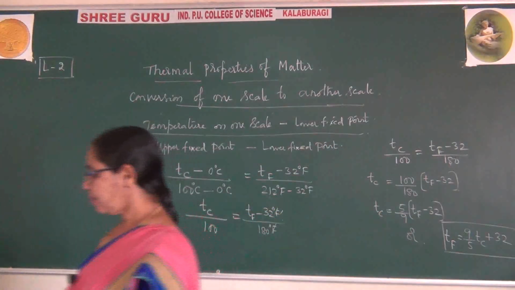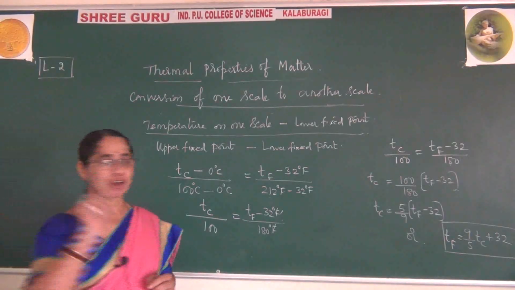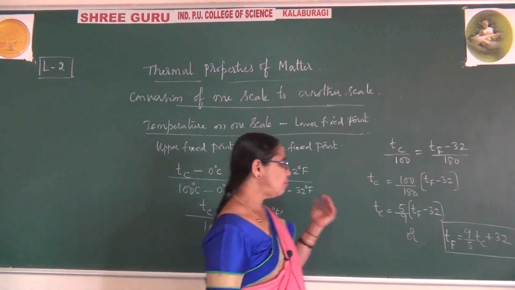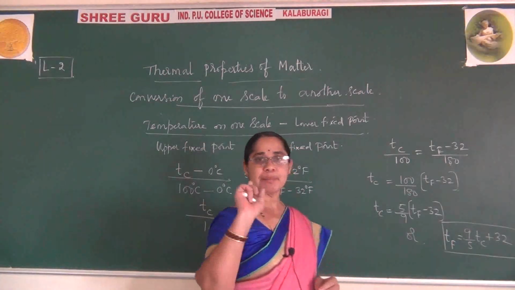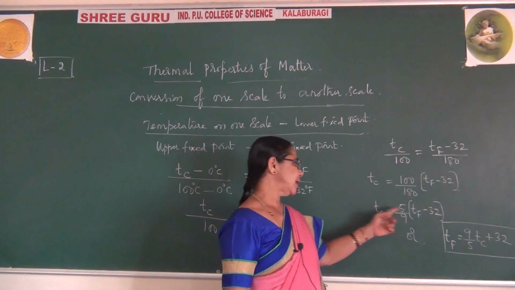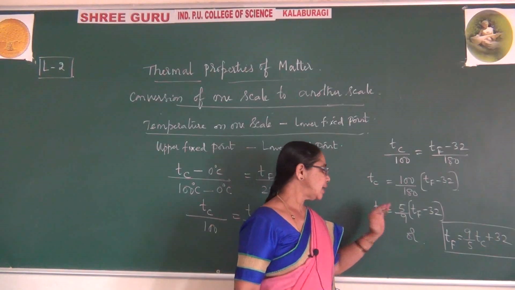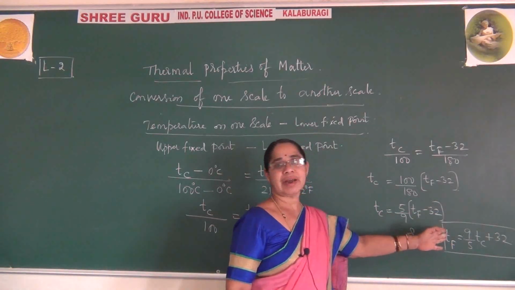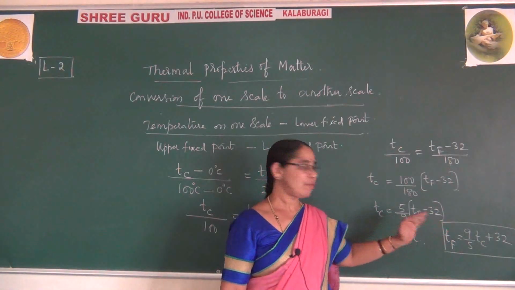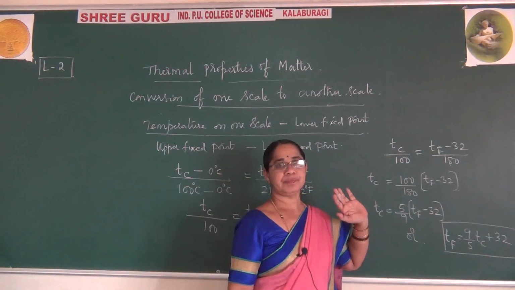At the same time, now you have learned two formulas. These are simple formulas. We expect 1 mark problems here. Compulsorily they give the values for Fahrenheit to convert to Celsius scale, or sometimes they give Celsius to Fahrenheit. This is how you can convert from one scale to another scale.